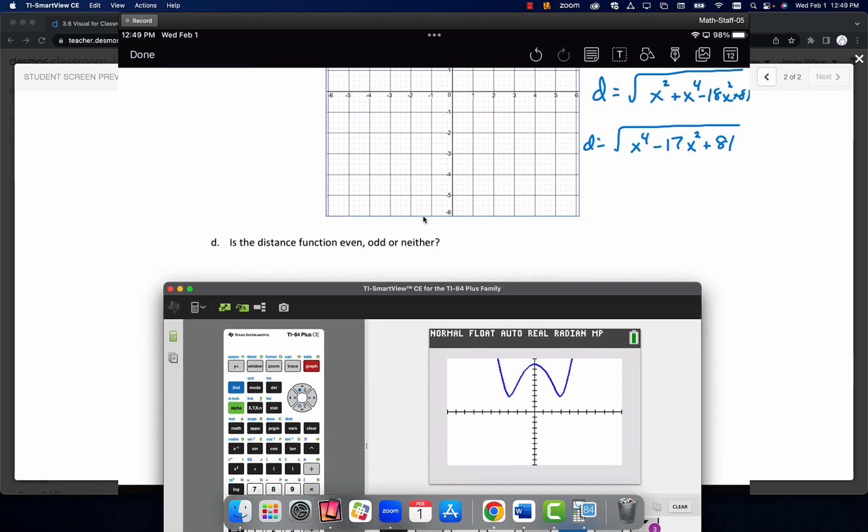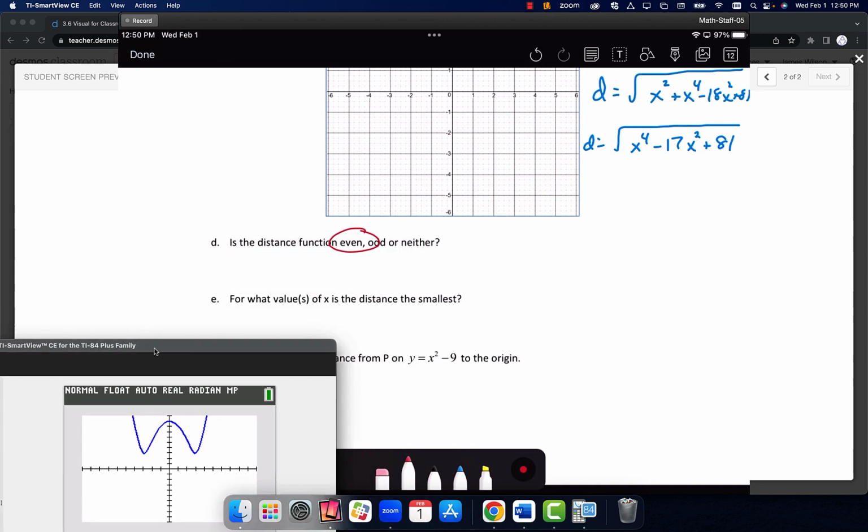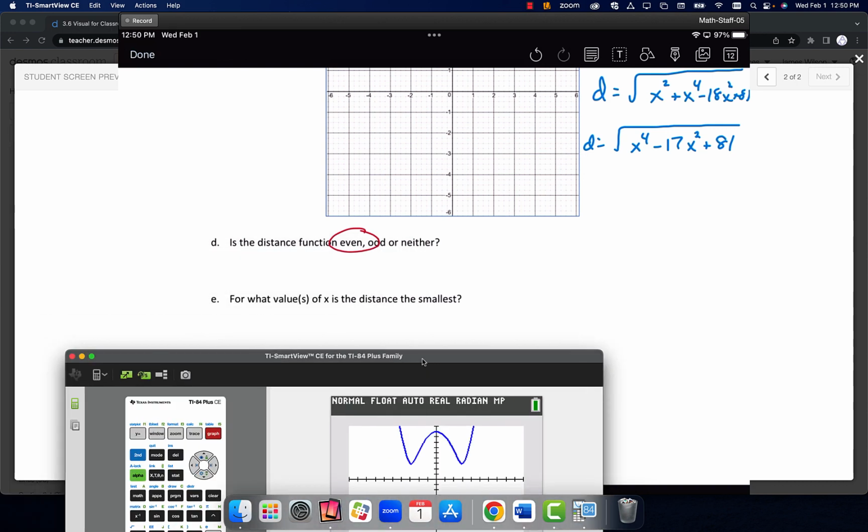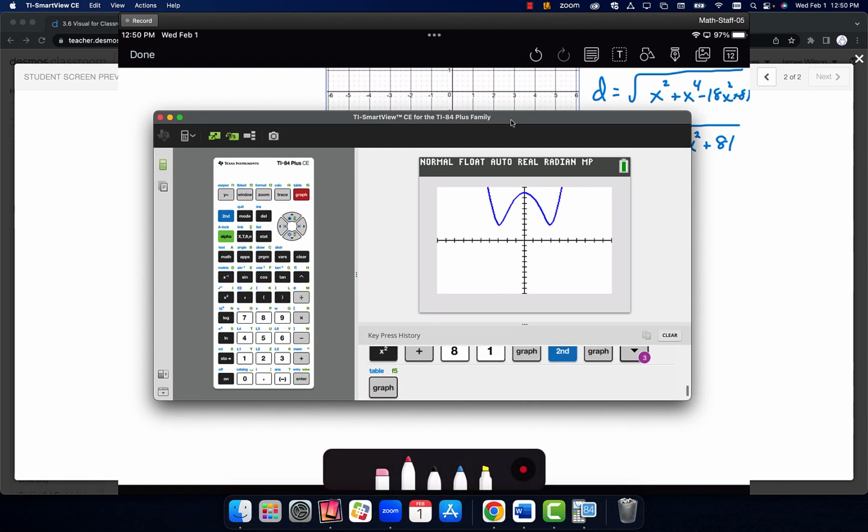The next question is the distance function even, odd, or neither? So this, remember, represents our distance function, and it looks like it's symmetric about the y-axis. And if we have symmetry about the y-axis, that means it's going to be an even function. For what value of x is the distance the smallest? So it looks like we have two places where the distance is at a minimum. So let's go through and calculate those.